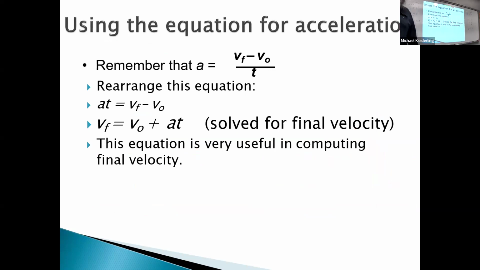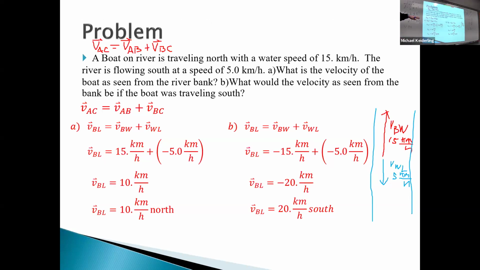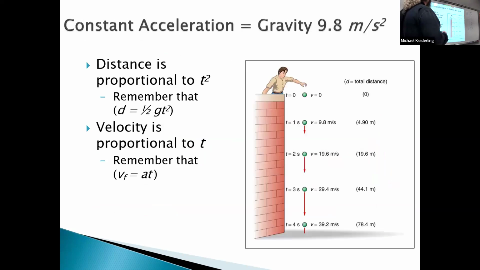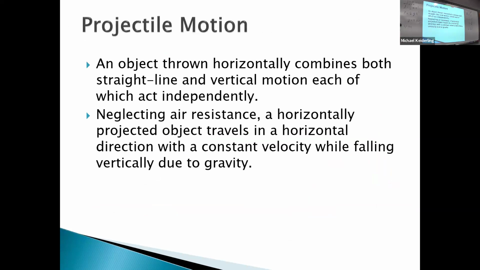So going back to the equation for acceleration. Any questions about relative velocity? So back to acceleration. Acceleration is final velocity minus initial velocity over time. For constant acceleration for a dropped object, distance is 1/2 gt squared, and final velocity is acceleration times time. Now, if you throw something, you have projectile motion.